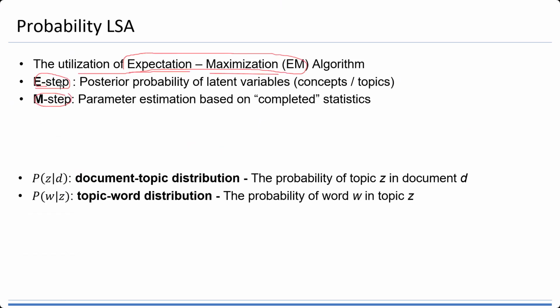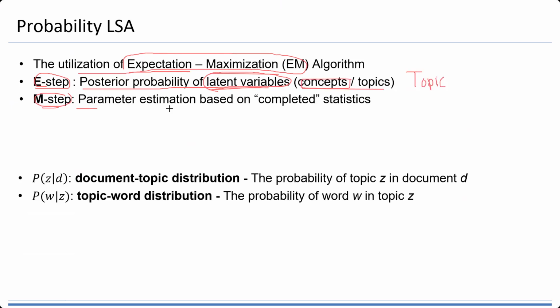So the E step means that we will check the posterior probability of the latent variables. Latent, as I mentioned to you, means something hidden, something we need to discover after we do the linear algebra or after we do some calculation with the matrix decomposition and so on. So the latent variables, something hidden, are related to the topics, or related to the concepts. In this case, because it is about topic modeling, we want to find the topic.